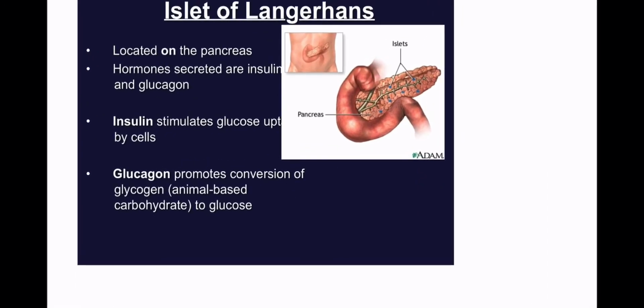Islet of Langerhans. Located on the pancreas, hormones secreted are insulin and glucagon. Insulin stimulates glucose uptake by cells. Glucagon promotes conversion of glycogen, an animal-based carbohydrate, to glucose.